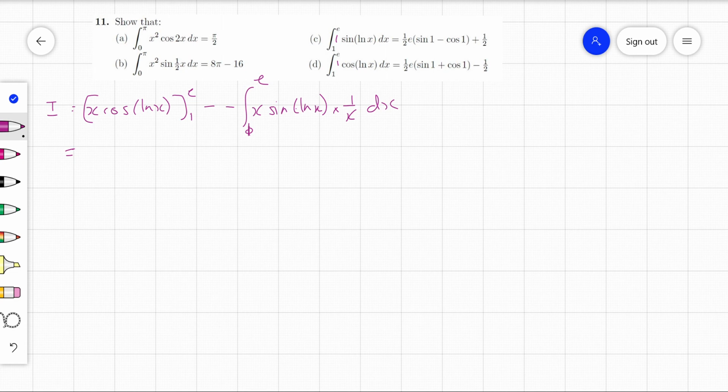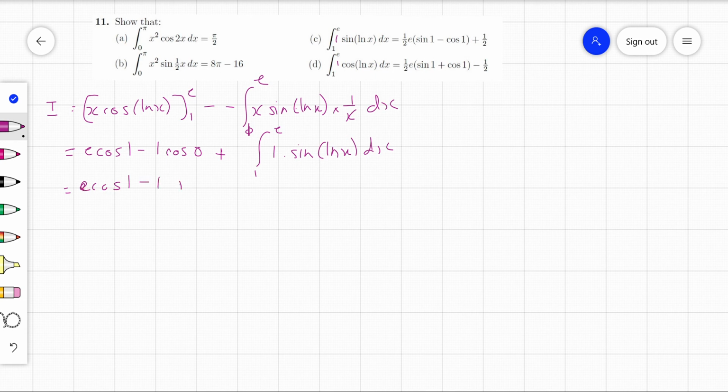All right, when we sub e in, we get e cos 1 minus, and then we've got 1 cos 0. Got minus minus was a plus. So here we're integrating, I'll put the 1 in. So 1 times sine log x dx between 1 and e. All right, so we know cos 0 is 1, so this is our e cos 1, that's an e minus 1.